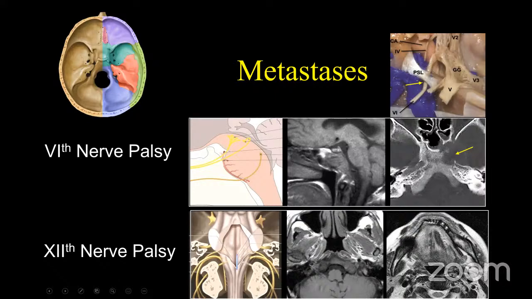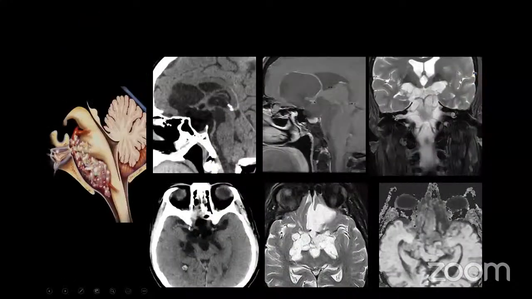So if you do have these patients that come in and you're not sure, remember to look at the skull base, specifically look at the central skull base. And then for 12th nerve palsies, just look at that tongue.